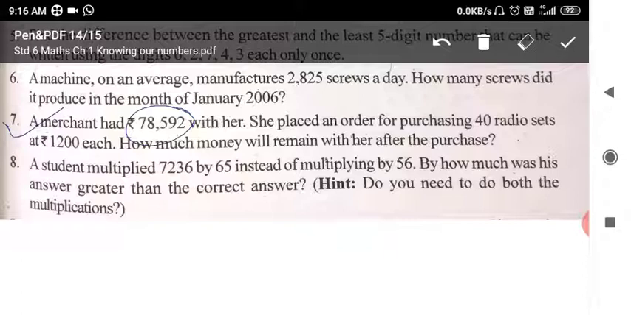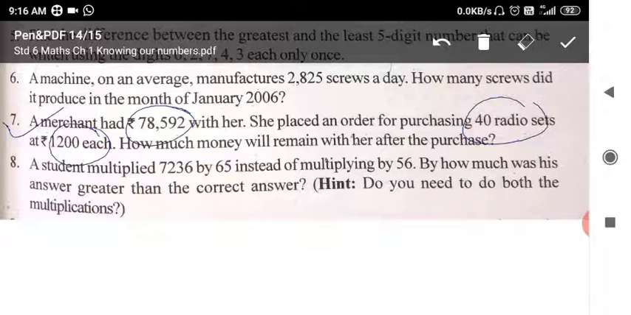Now the merchant is a lady. She is giving an order for purchasing 40 radio sets. How many radio sets? 40 radio sets at rupees 1200 each. Each radio costs rupees 1200. The price of one radio set is 1200. That kind of 40 radio sets she is ordering. How much money will remain with her after the purchase? So after purchasing 40 radio sets, how many rupees will remain with her? That we have to find.